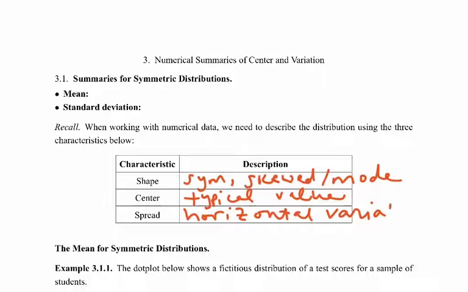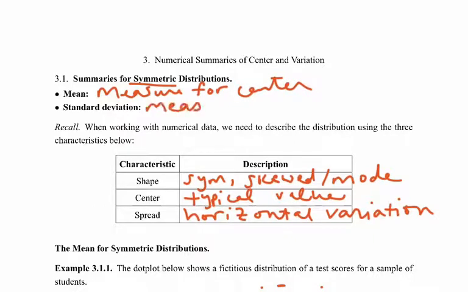Let's see, variation, we'll go with that. And literally, how far apart is the data? Are the data points really spread out, or are they clustered somewhere near the center? So the two measurements we're going to focus on in this section are the mean and the standard deviation. So when we're working with a symmetric distribution, the mean is what we're going to use as the measure for the center. And then the standard deviation is what we're going to use as the measure for the spread.